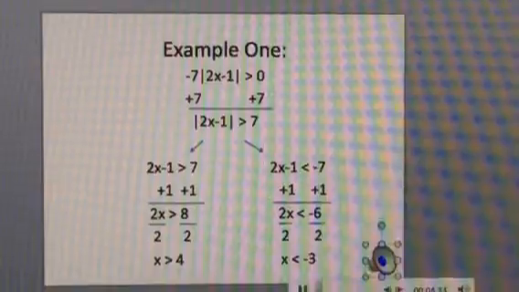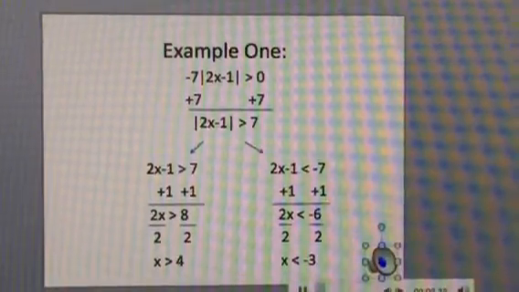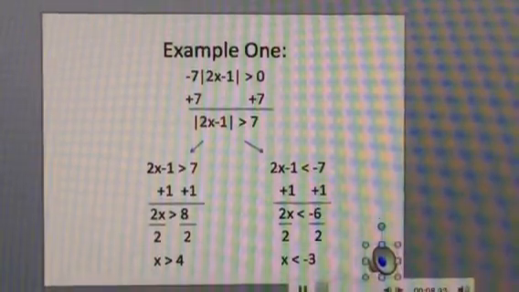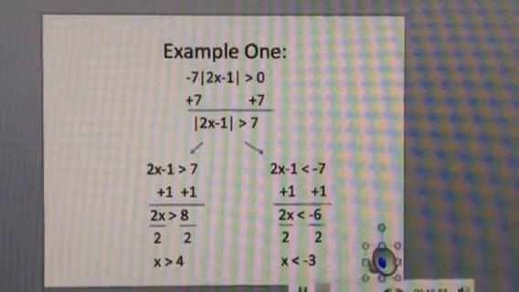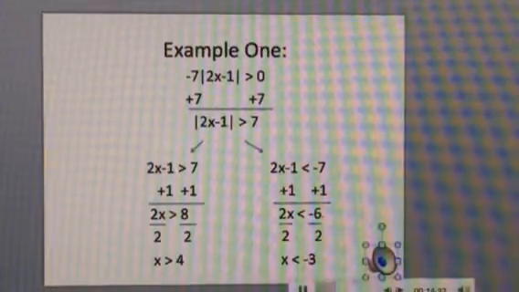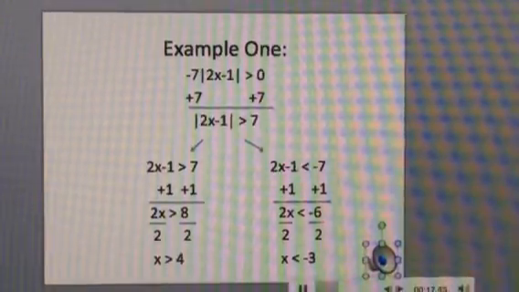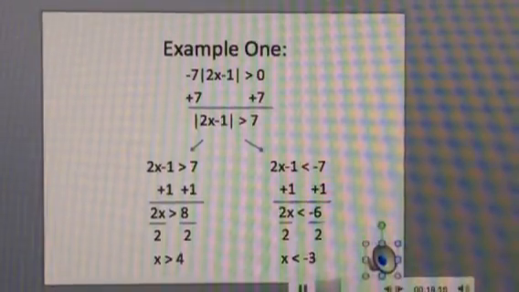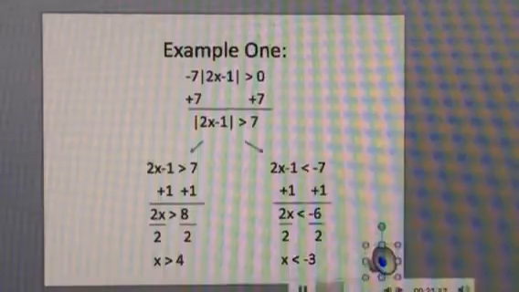Example 1. -7 absolute value 2x minus 1 is greater than 0. Because the -7 is on the outside of the absolute value, you have to add it to both sides. Now you must break apart the absolute value.